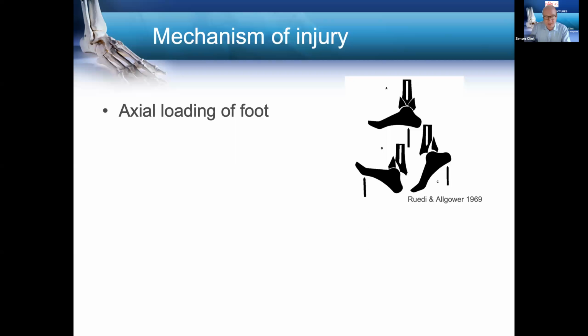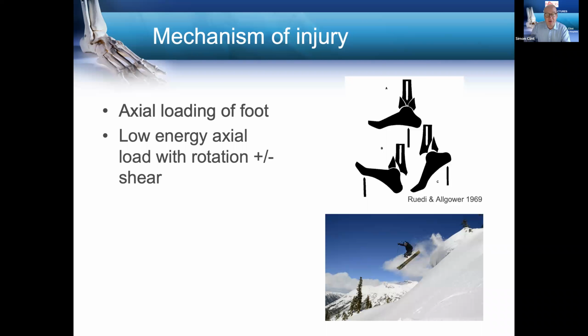What's relevant about their paper, and will become more obvious later on in this talk, is they were in a ski area of Switzerland, and the vast majority of the patients they described were fairly low energy axial loading, often with a rotational or a shear component. In fact, they described 82 fractures, 73% of which happened with skiing, 23% with slips on ice, and less than 5% were what we would really classify as high energy.